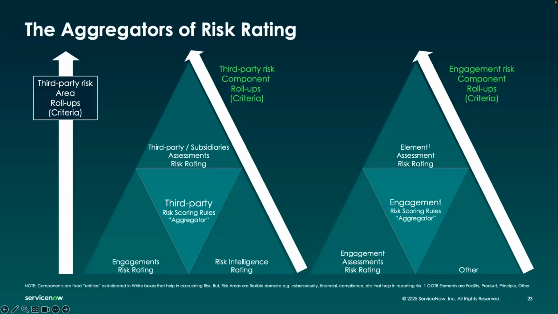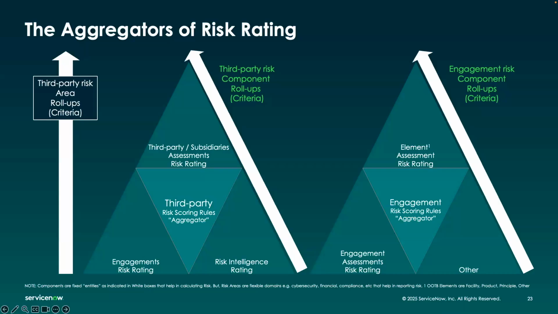Engagement component criteria determines which engagement level components to include, such as engagement risk assessments and element risk assessments, like facilities, products, or principles. Risk area criteria, which again drives the interpretation of risk by domain. Just like with third party risk scoring, only the components defined in the engagement component criteria are included in the rollup.